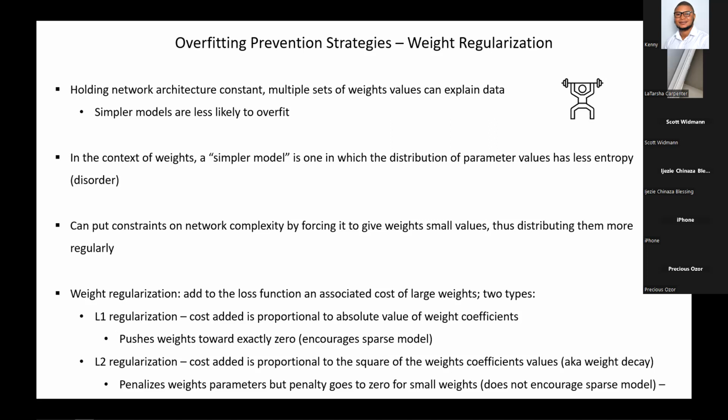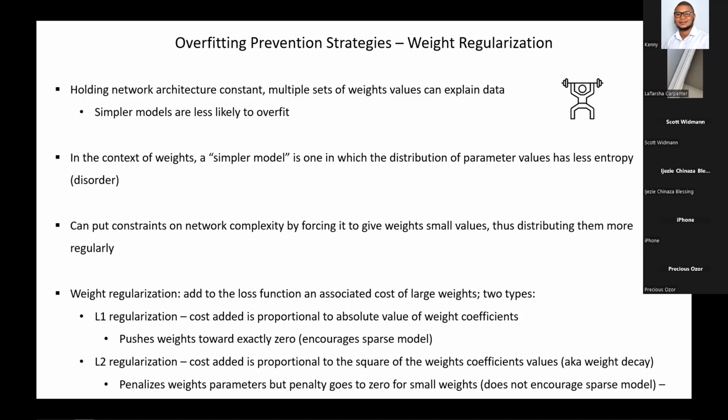In the context of weights, a simpler model is one in which the distribution of parameter values has less entropy or disorder. We can put constraints on network complexity by forcing it to give weights small values, thus distributing them more in a regular fashion. And so this is another way to prevent overfitting in our models. It's called regularization, which adds to the loss function an associated cost of large weights.